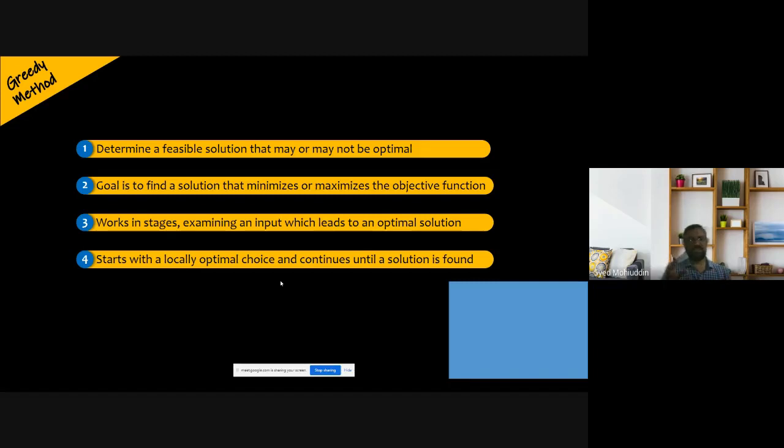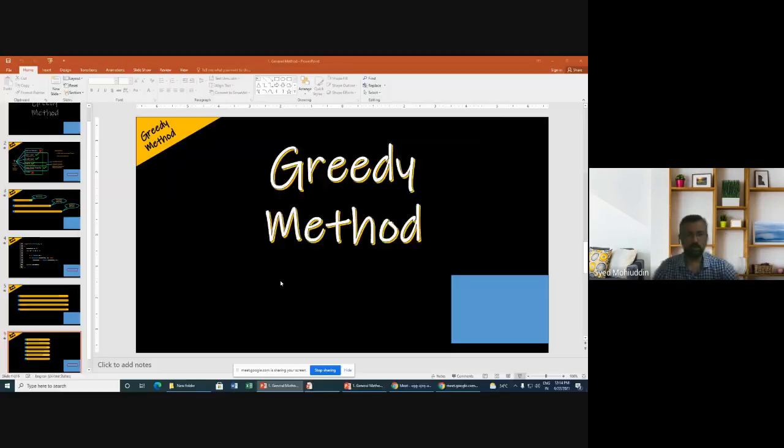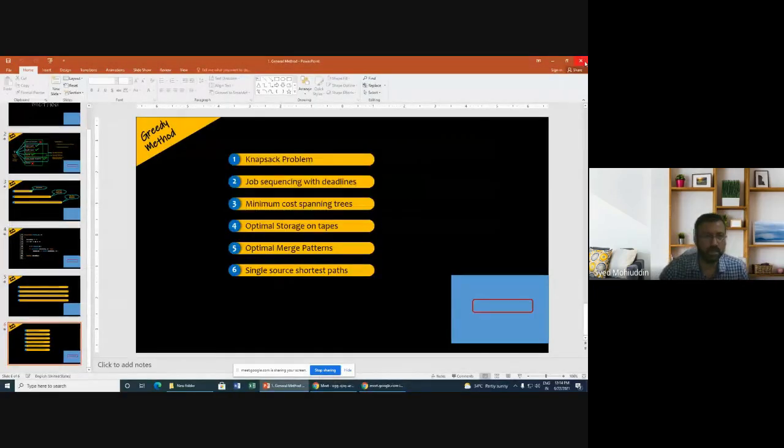Using the objective function, we try to achieve some objective. So always it is a local choice which is made on the input. When we have an input, we see whether locally it optimizes or not, and then include it in the solution and continue until all the inputs are done, or until we find the solution itself. So this is all about the explanation of the greedy method.